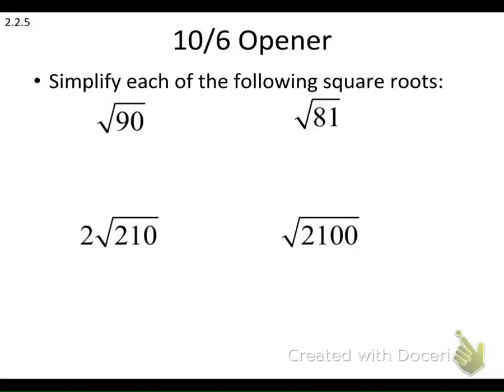Alright, so today's opener is going to resemble your quiz, with the only exception, your quiz only has 3 problems on it rather than 4. So, the directions say to simplify each of the following square roots. To solve these, you're going to use your notes that we took on Monday and Tuesday. There are 4 steps in order to simplify the square roots.